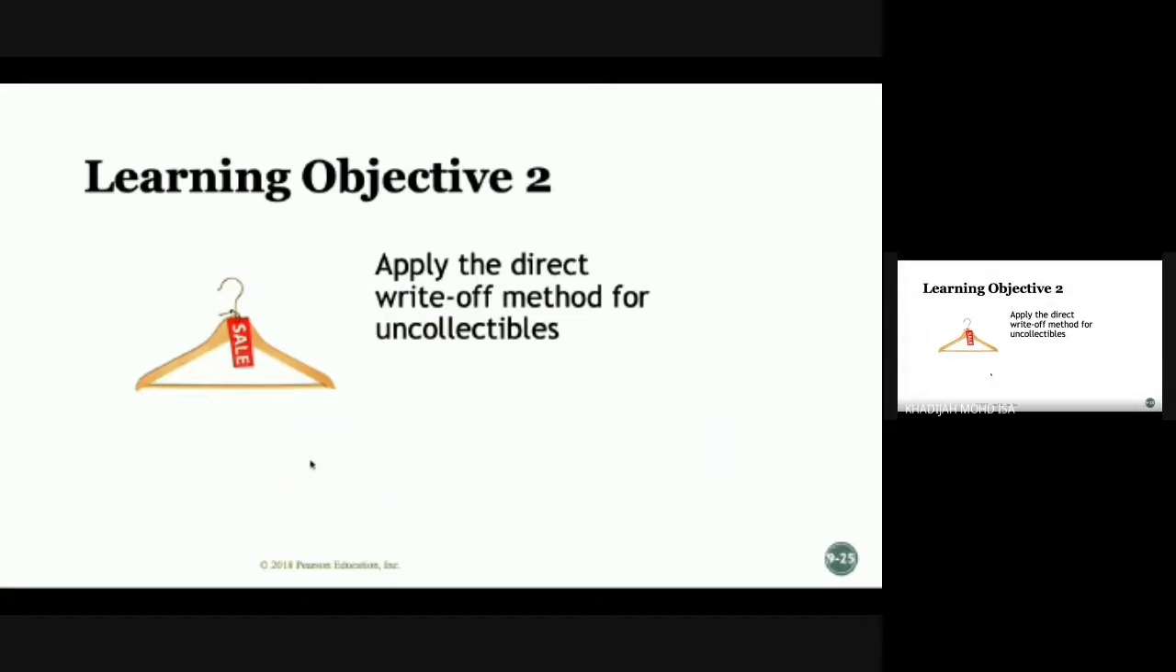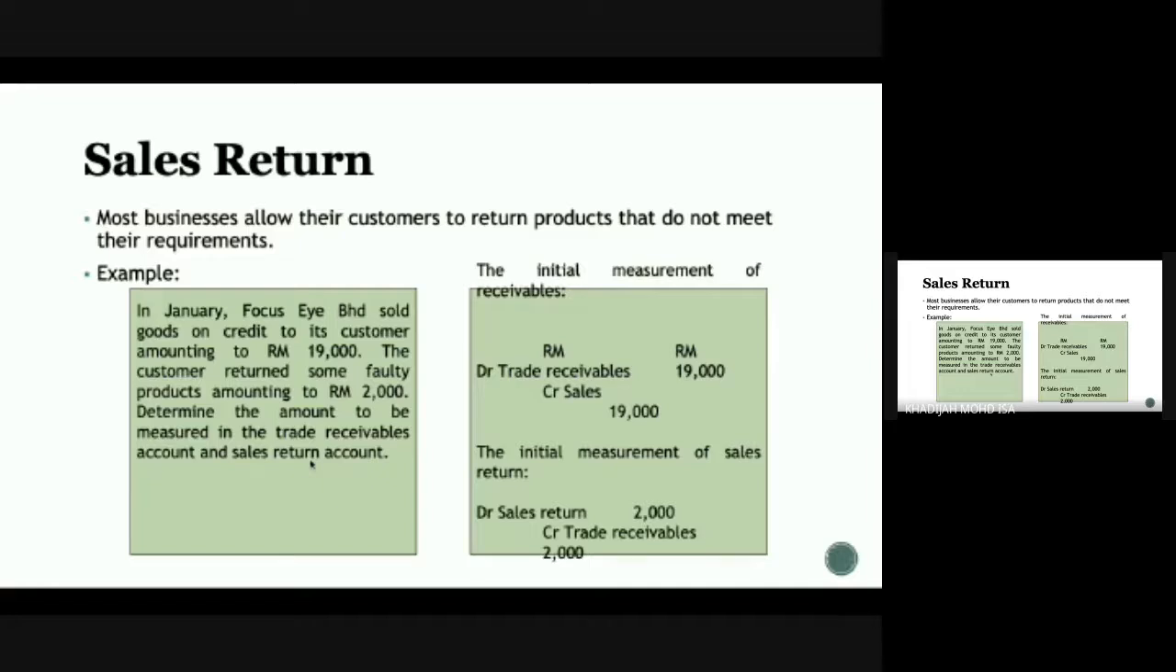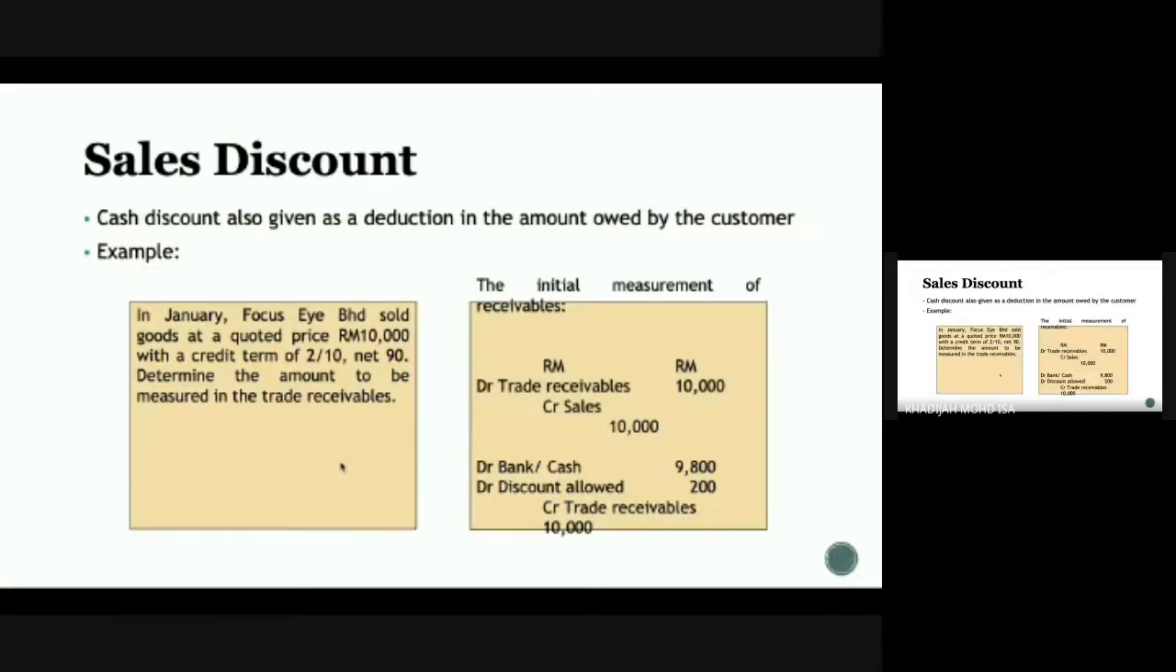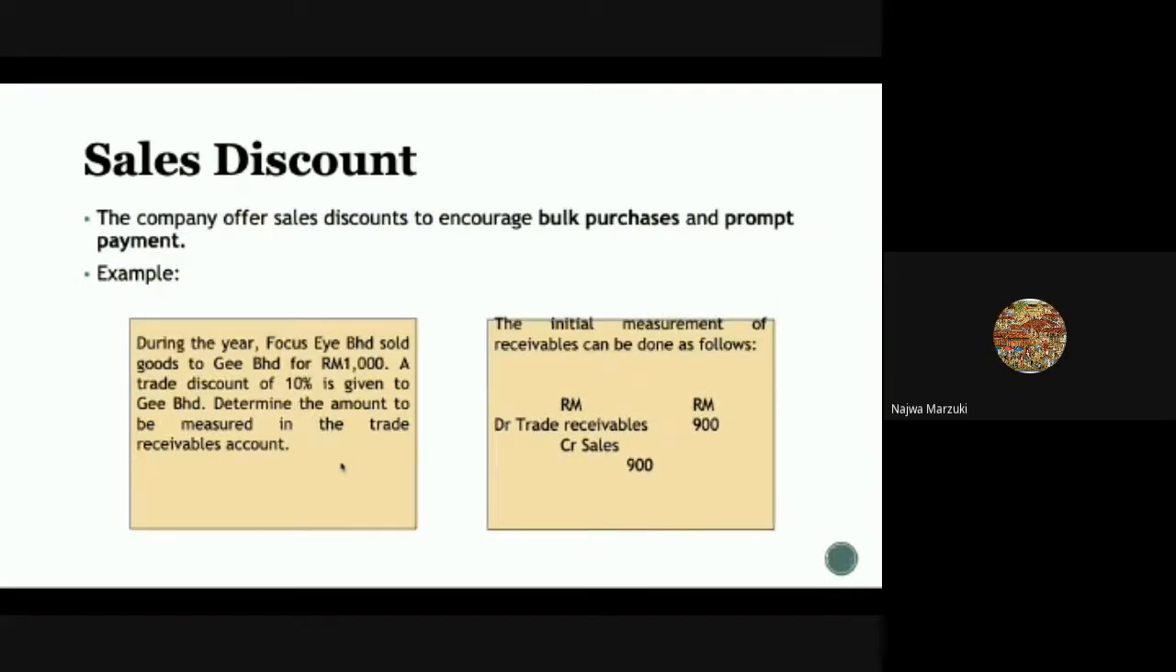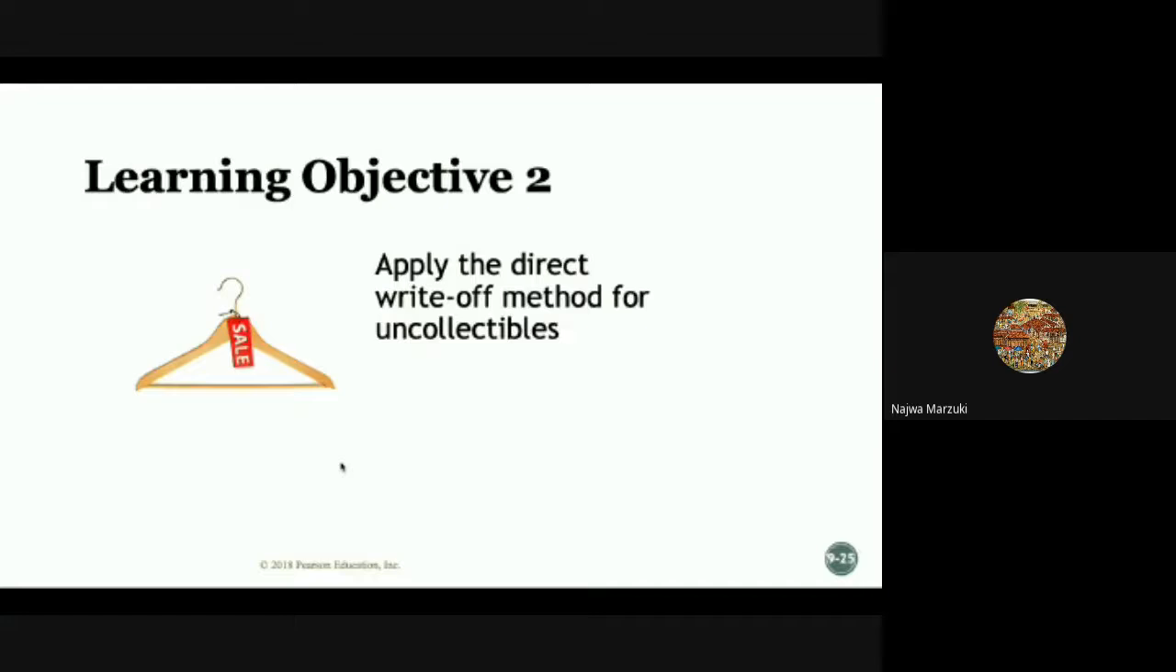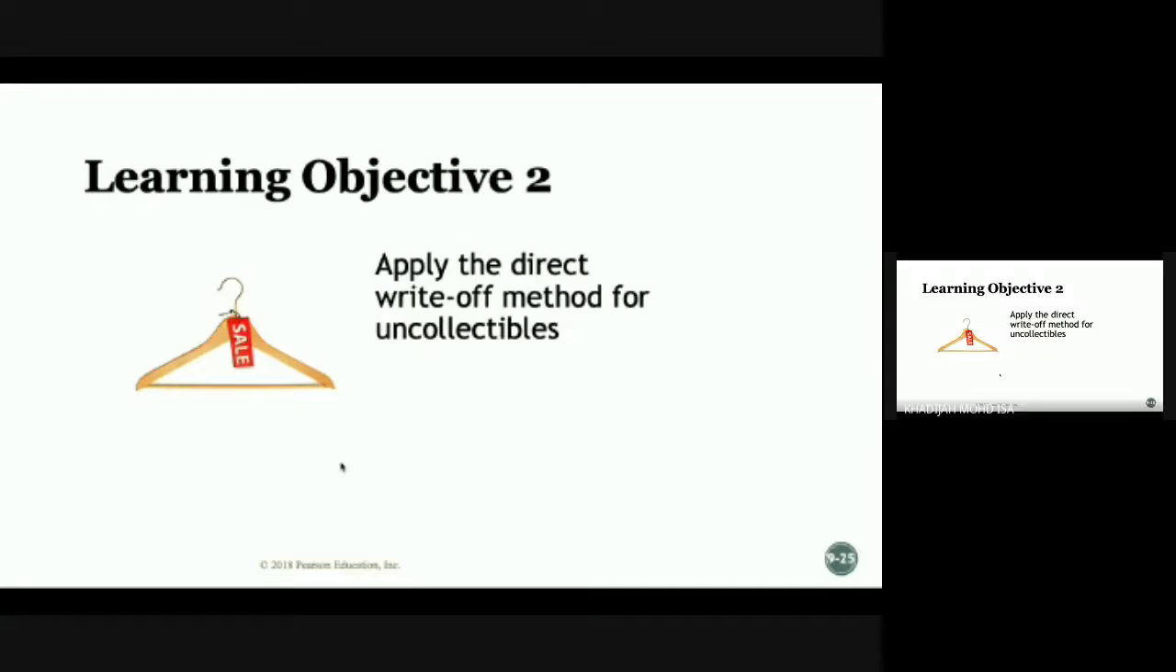Okay, so are you clear about your learning objective 1, where you have to recognize your sales and your receivable, how to record your sales return, sales on credit, and how to record your sales discount? Is that clear? Yes, madam. Right, LO2, we are going to apply the direct write-off method for uncollectibles.